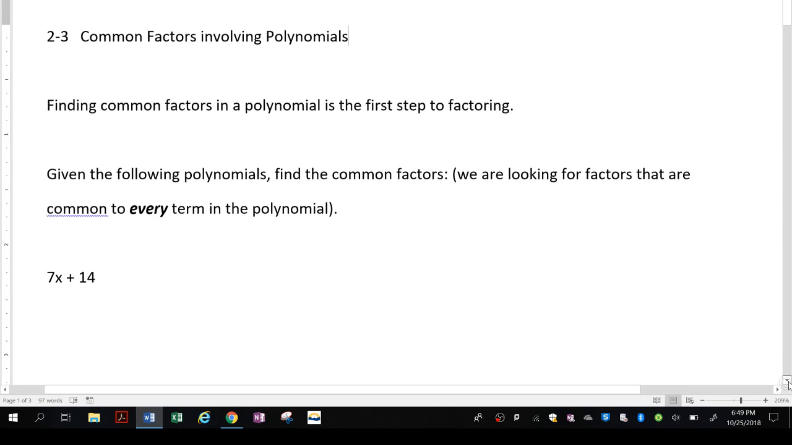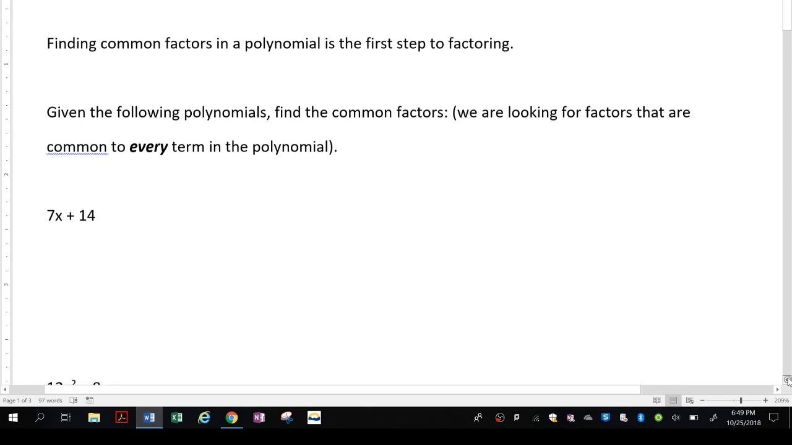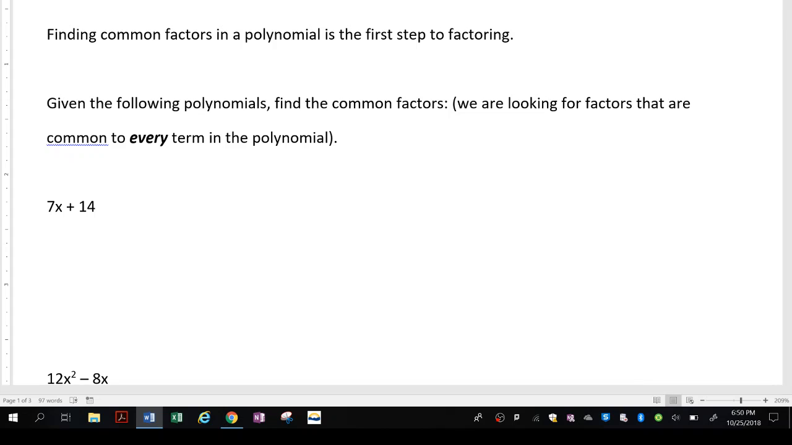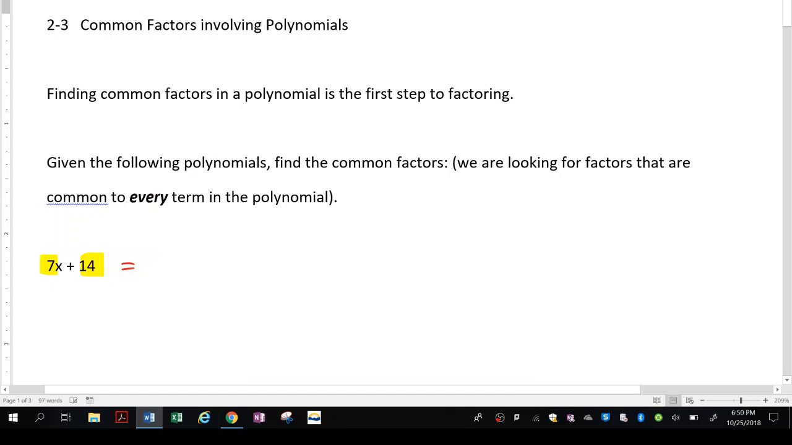So in this first example, 7x plus 14, you'll notice that there's two terms here, and 7 is common to both of those terms. So we're going to divide each by 7. So we're factoring out the 7. And then what are we left with when we divide 7 out of both of these terms? Well, we're left here with just x, and here we're left with 2.